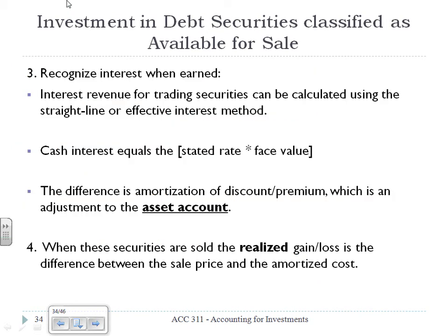We recognize interest when earned just in the same way that we've been doing it. And when these securities are sold, the realized gain or loss is the difference between the sale price and the current amortized cost.